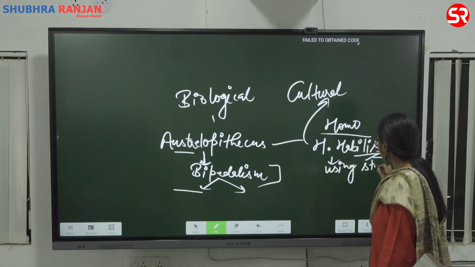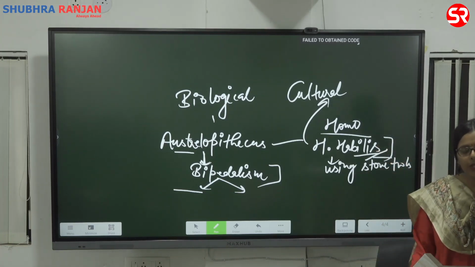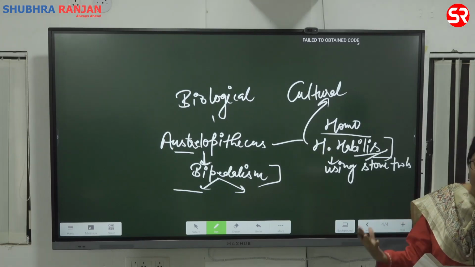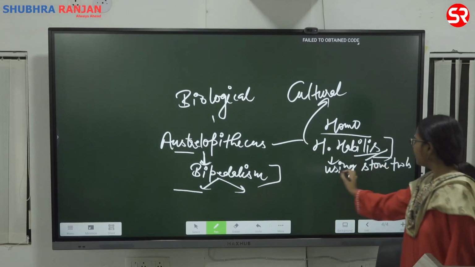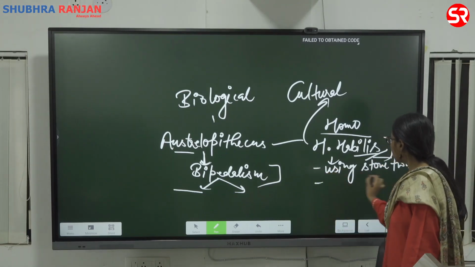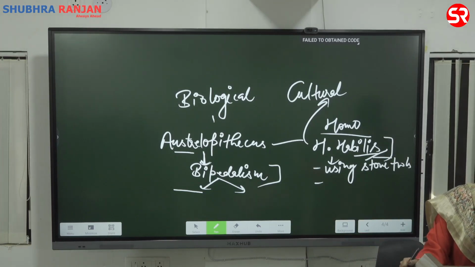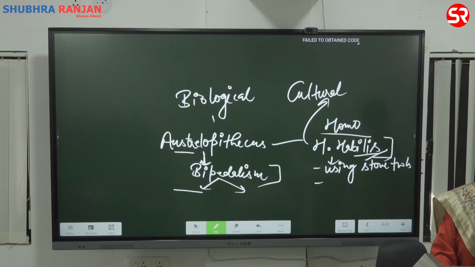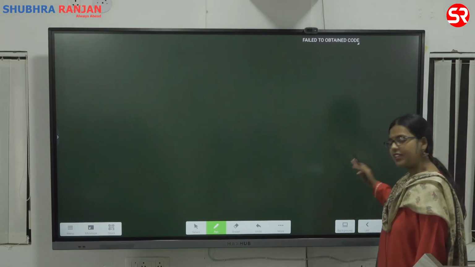Using stone tools. We also call him handy human because that human started using hands. So in brackets you can write it like this: using stone tools, handy human. So this is the change which is coming. Now the other change that will come, have you written it?